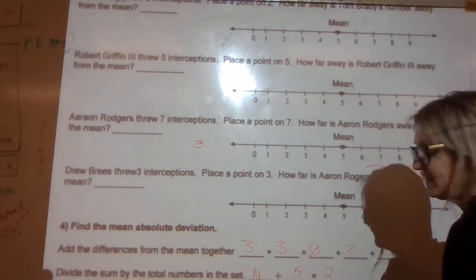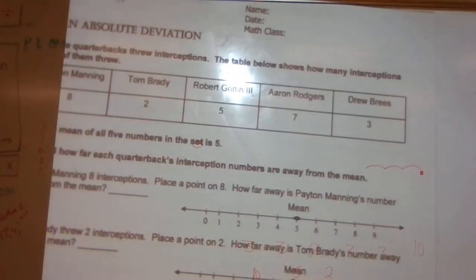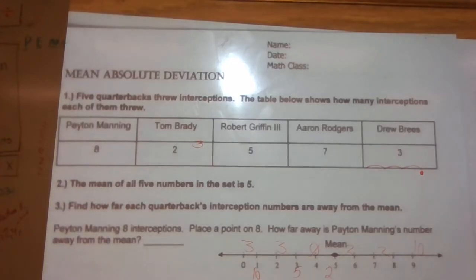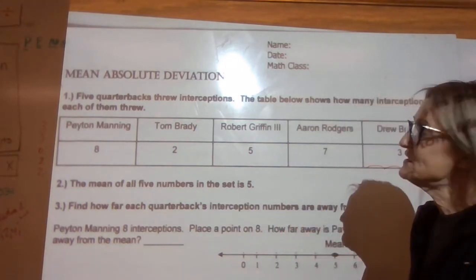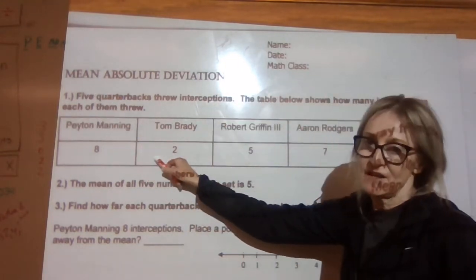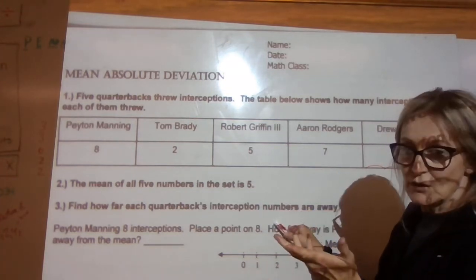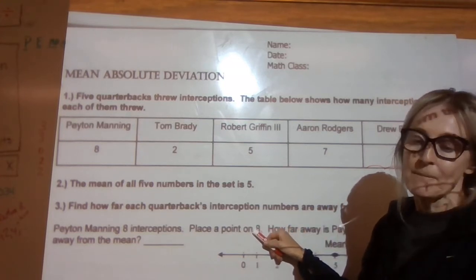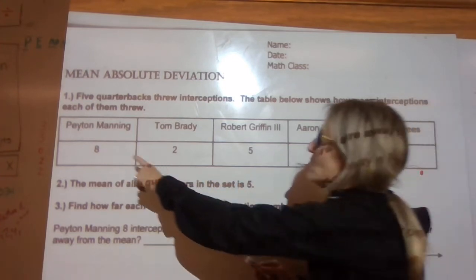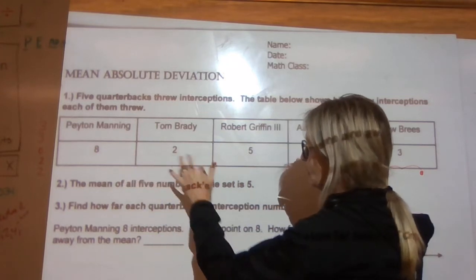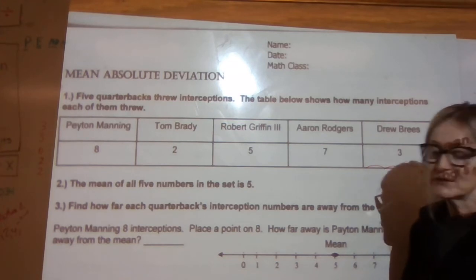So let's recap our steps. When we're finding the mean absolute deviation, the first thing we find is the mean of our data. So we found the mean of our data, and it was 5. And then we found how far each of our quarterbacks was from the mean. So how far away was Peyton Manning from the mean? He was 3. Tom Brady was 3. RG3 was 0. Aaron Rodgers was 2. And Drew Brees was 2.